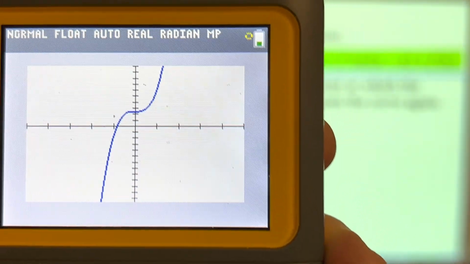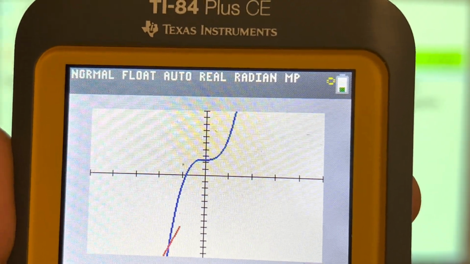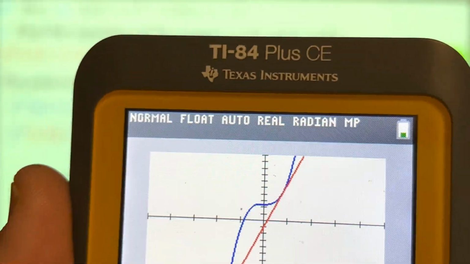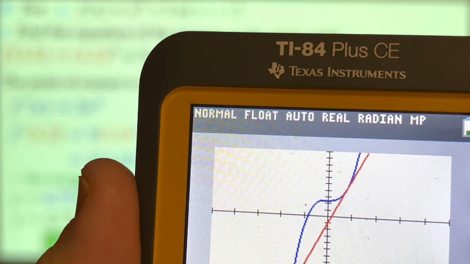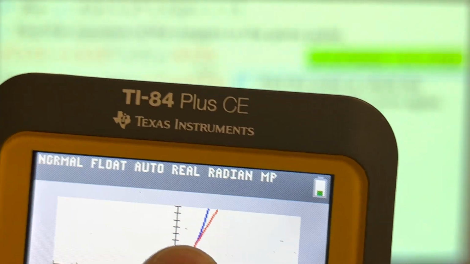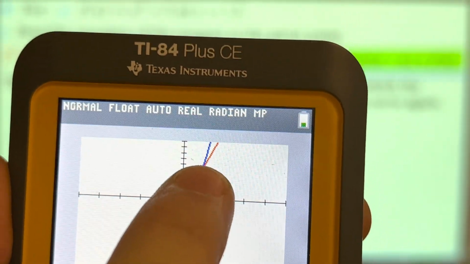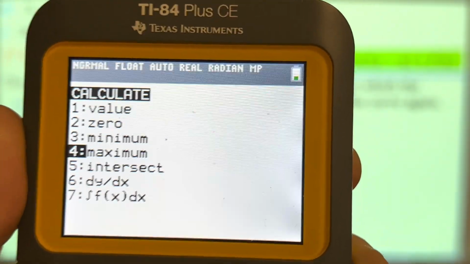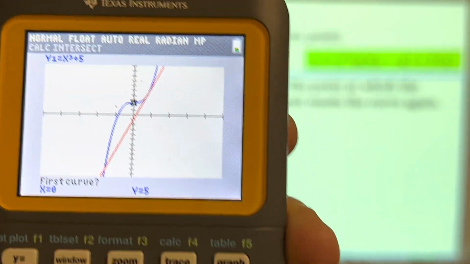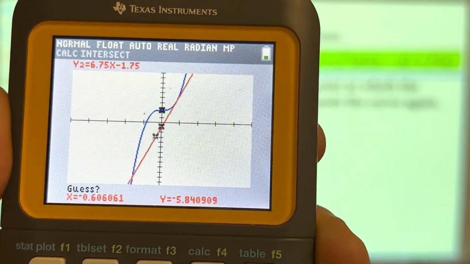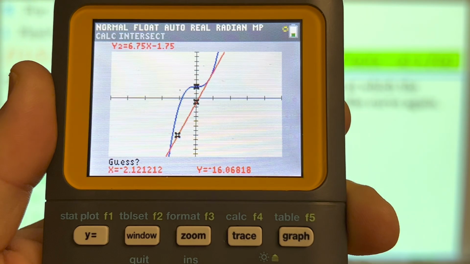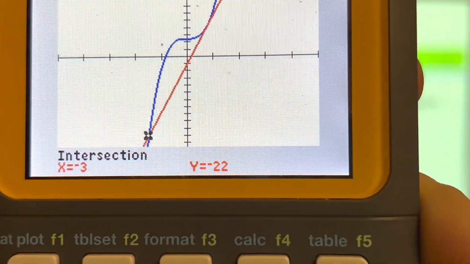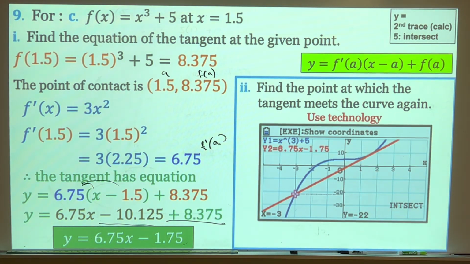You have to hit the word graph. All right, that's pretty cool looking graph. Let's see. Hits it twice, good. We have it already hitting at this point right here, which is 1.5. Because we know it's positive, we have to see around there. Second calc, intersect. That graph and that graph, and I'm just going to move closer to this point, hit enter, and I get about negative 3, negative 22.